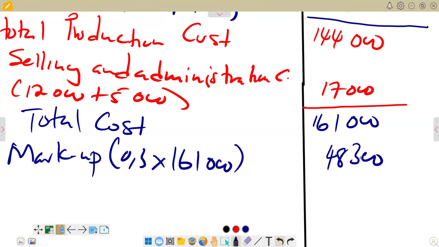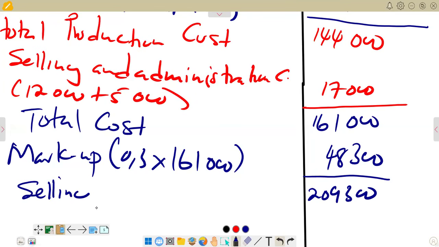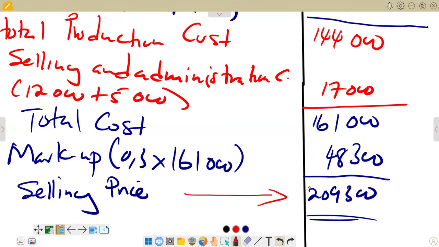So remember, this markup, we are going to add it to the total cost. So if you add, you are supposed to get 209,300. And this figure becomes our selling price now. Because for selling price, we are saying cost plus markup, then you get your selling price. So this figure is our selling price.